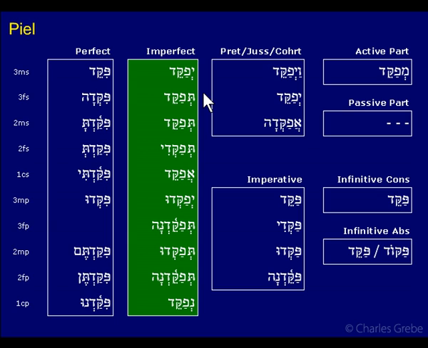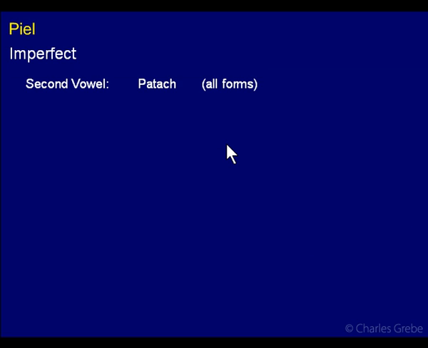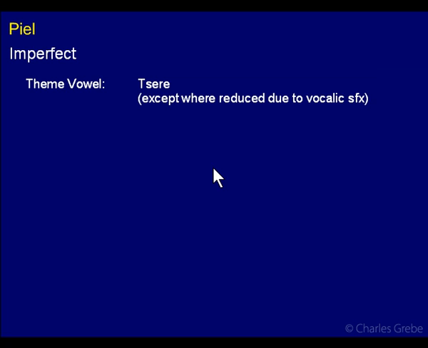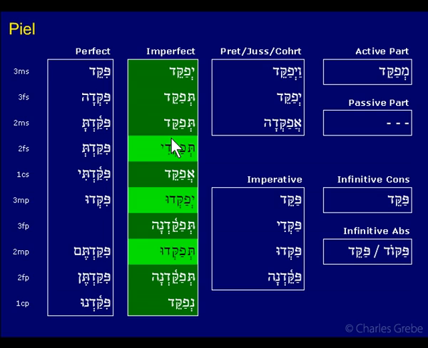The patach is your first root vowel in the imperfect and really largely in your prefix forms right here. So patach, second vowel or first root vowel. Now here again, these are our vocalic endings, the forms with the vocalic endings, I, U, and U. What happens there? Tsere. You have a tsere. Okay, what I'm trying to say here is the theme vowel is a tsere all the way through except the ones with vocalic suffixes.